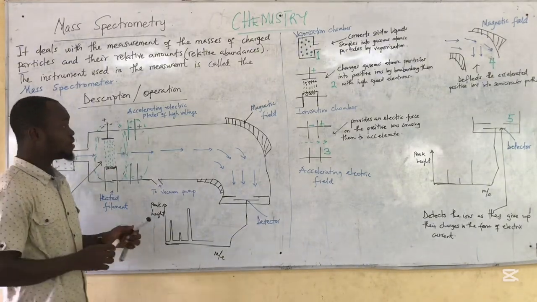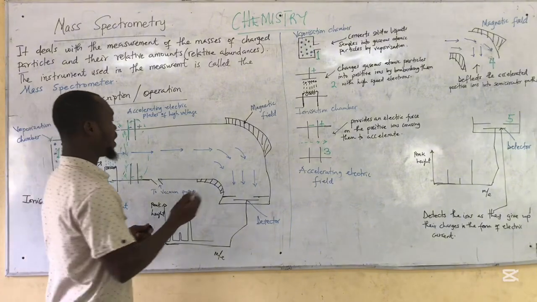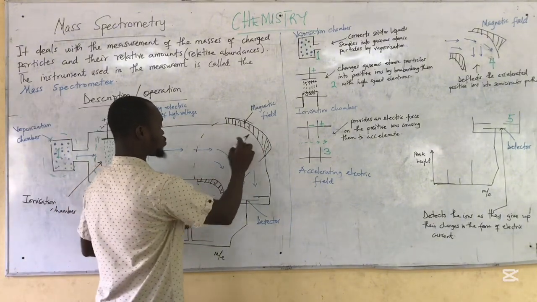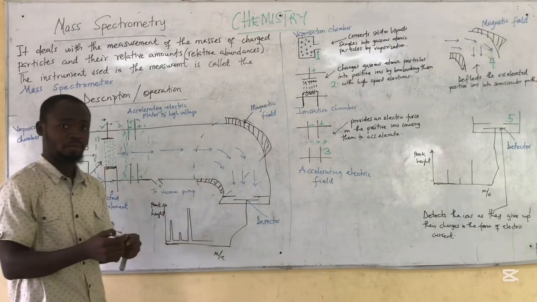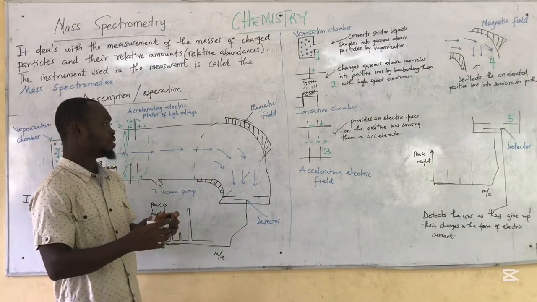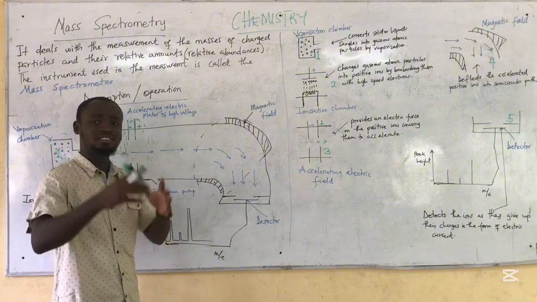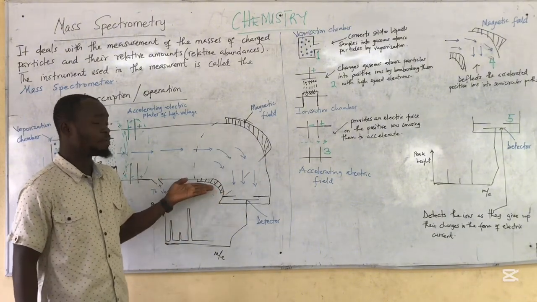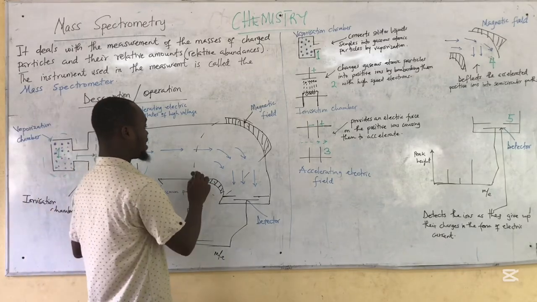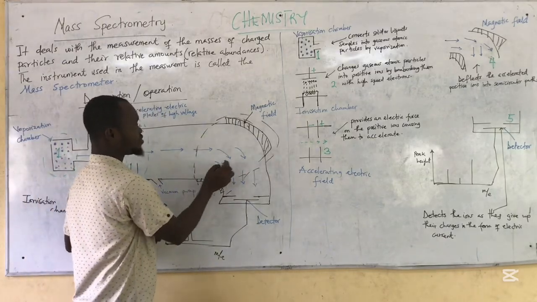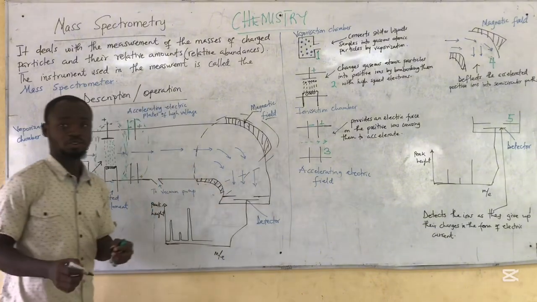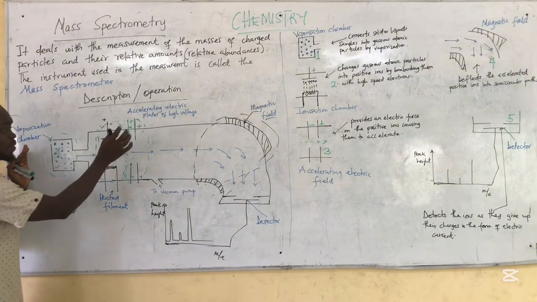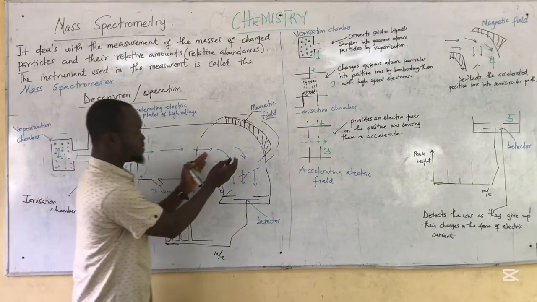Now the next essential feature is what we have here. Over here we use an electromagnet. This electromagnet is curled around the mass spectrometer and introduces a magnetic field. So the next essential feature is known as the magnetic field. So we have the vaporization chamber, the ionization chamber, the electric field, and the magnetic field.